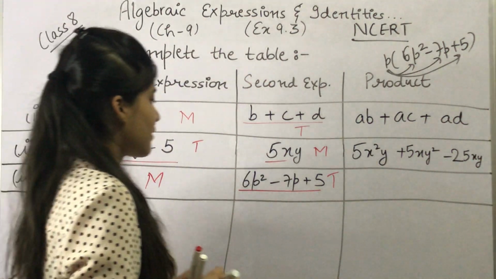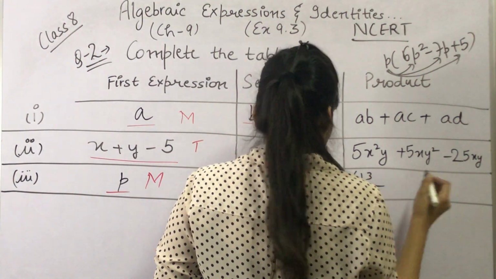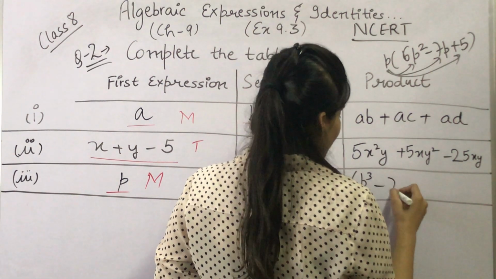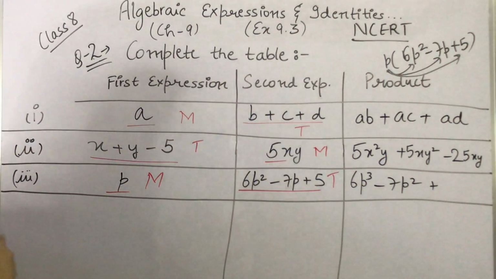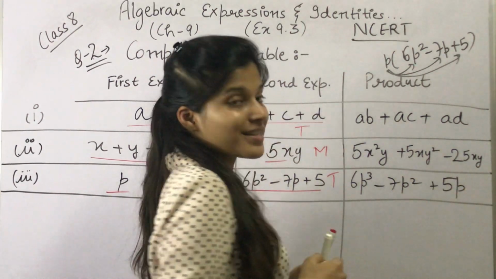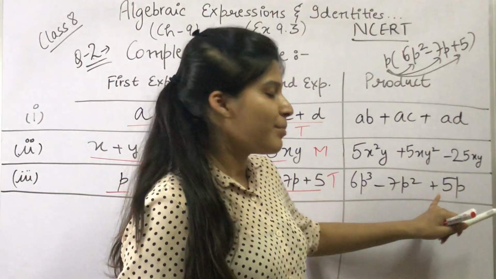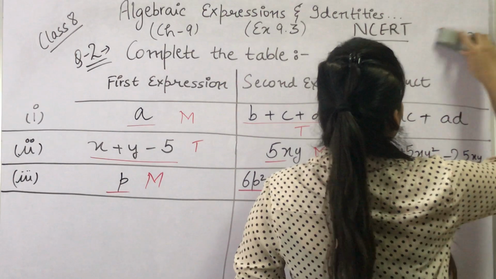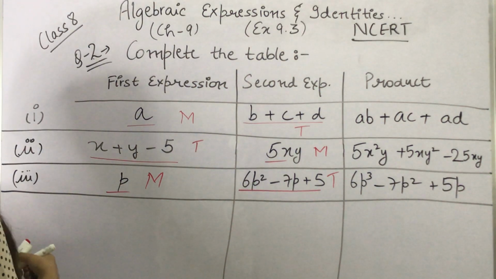So p into 6p square, 6p cube हो जाएगा, 3 हो जाएंगे ना p, minus as it is. Now p into 7p is 7p square, alright, plus as it is. Now p into 5 is 5p. So this is the answer, this is the product. 6p cube minus 7p square plus 5p. Now let's come to fourth part.